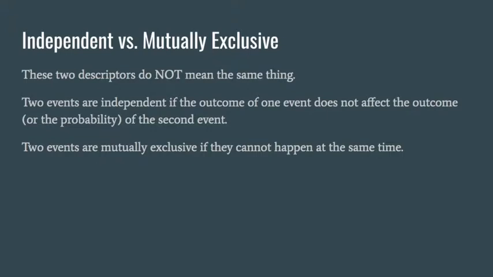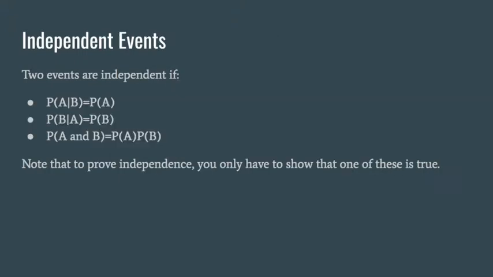Okay? Two events are independent if the outcome of one event has no bearing on the outcome of a second event. Two events are mutually exclusive if they cannot happen at the same time. So by definition, the outcome of one precludes the outcome of the other, right? And if mutually exclusive, event A occurring means that event B cannot occur, so they couldn't possibly be independent, right? So these two things definitely have different definitions.